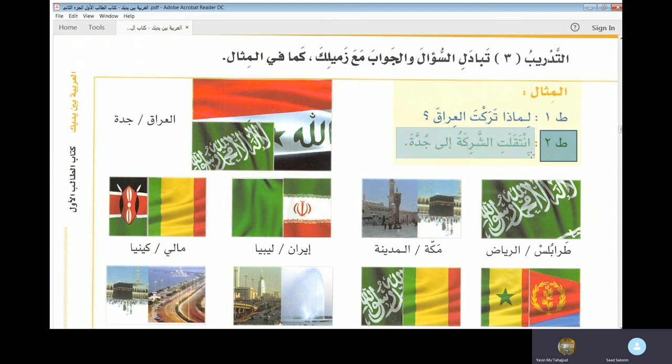At-talibul thani: Intakalat sharikatu ila Jeddah. And that's Jeddah. The company shifted to Jeddah. Oh, Jeddah, okay. The company shifted to Jeddah.